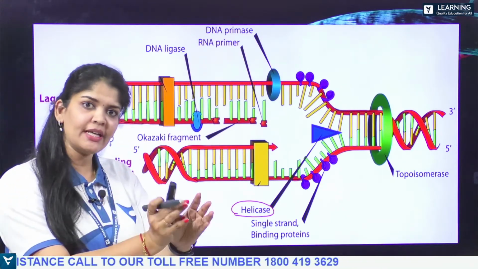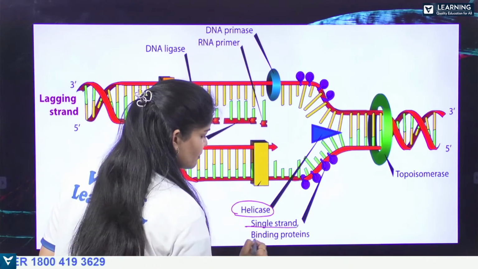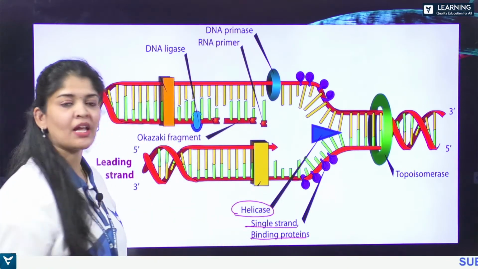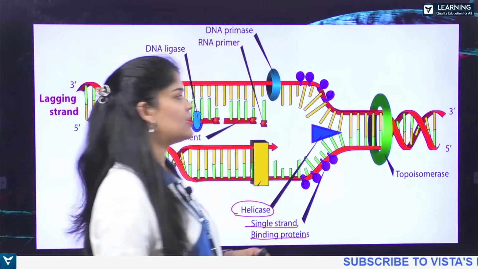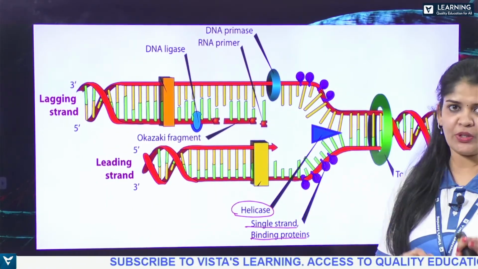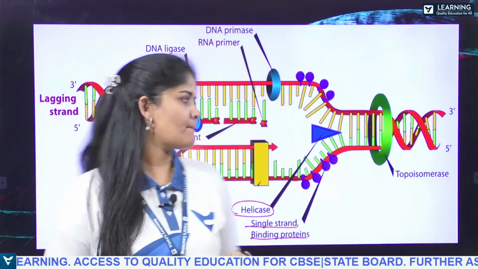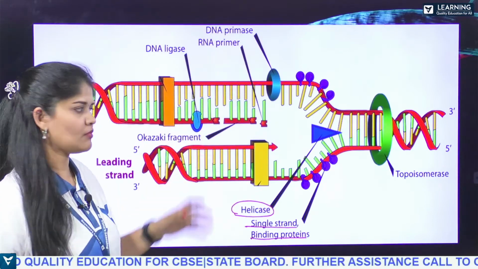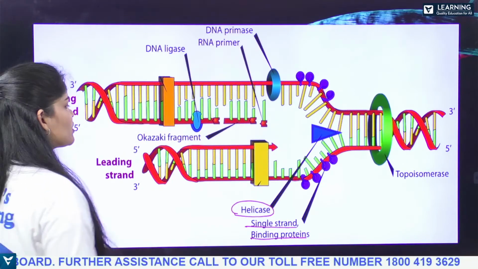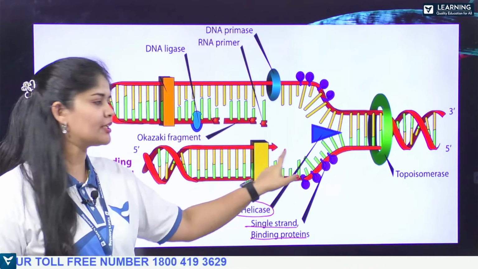To maintain the stability of this single strand, we need a protein, and that protein is single strand binding protein. These proteins will bind to the single stranded DNA and provide stability to the single strand. On either side, we have the single strand binding proteins. Now, after that, we have two strands here. Here we can see it is running in the 5' to 3' direction. And therefore, the synthesis has to take place from here 5' to 3', which is continuous.